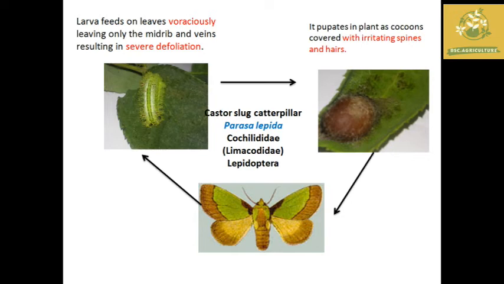So the first one is castor slug caterpillar, where the scientific name is Parasa lepida, and it comes under the family Cochlidiidae and order Lepidoptera. While talking about these slug caterpillars, they resemble a slug, and pupation occurs as a cocoon covered with irritable spines and hairs, and the adult is a beautiful greenish colored moth with yellow stripes on the forewings as well as hind wings.